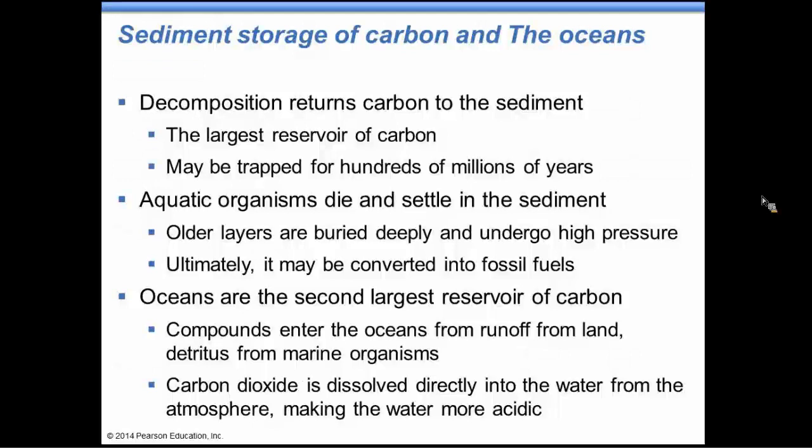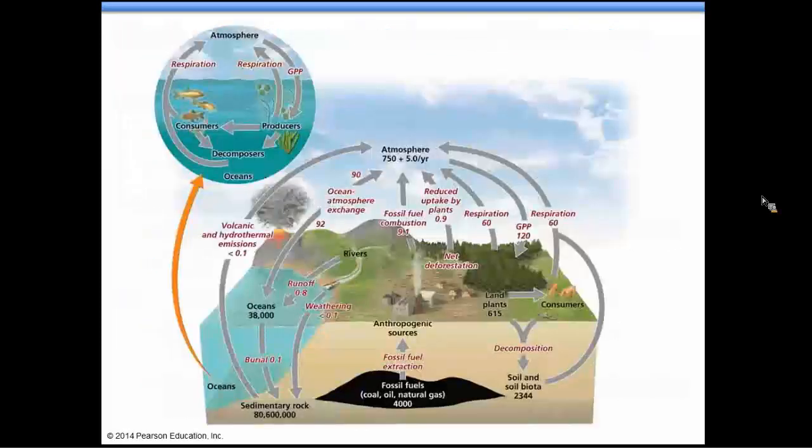Sediment storage of carbon occurs in fossil fuel deposits and sedimentary rock. So decomposition returns carbon to the sediment. Aquatic organisms die and they settle in the sediment. And in fact, oceans are the second largest reservoir of carbon. And here's just another really great infographic, and this one's about the carbon cycle, both terrestrial based and oceanic based.